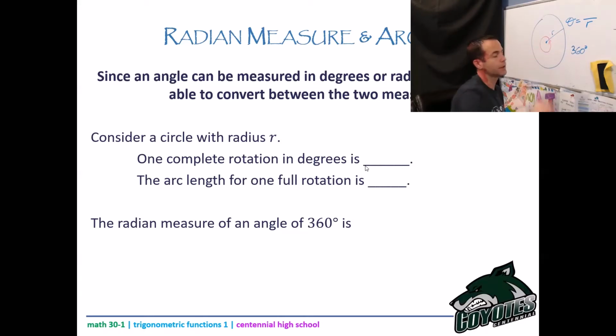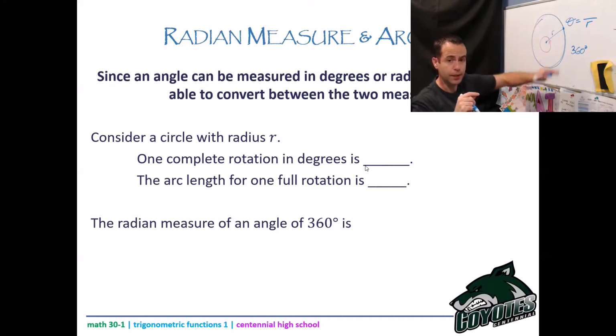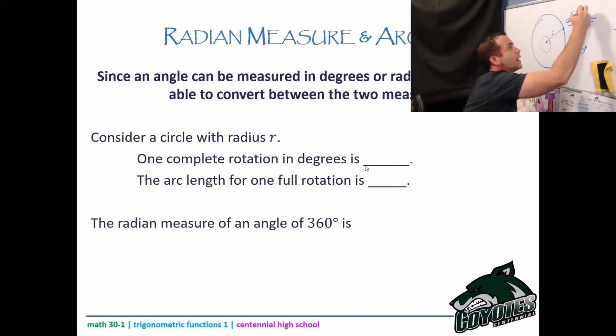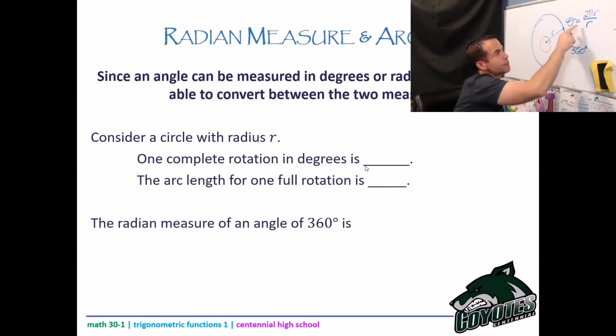The radius I'm just calling r, so I'm just going to leave it as r. But here's what I want to talk about. What would be the arc length if I started here and went all the way around and back to there? The arc length would be the circumference. Do you agree? The circumference of a circle is 2 pi r. So I end up with arc length divided by radius, 2 pi r divided by r, but then my r's will divide out and I'm left with 2 pi.